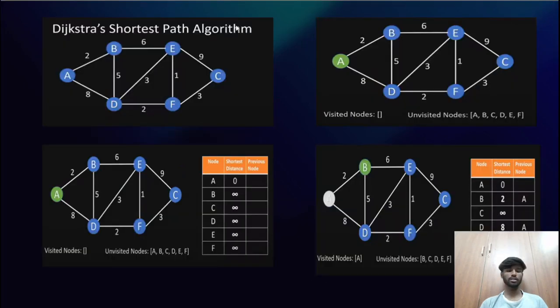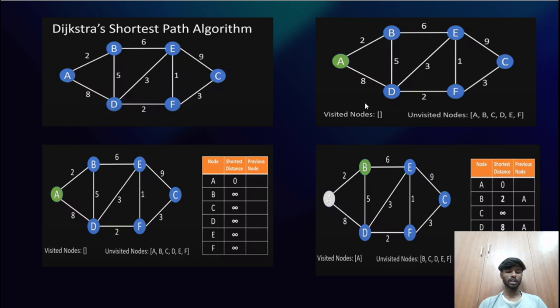We assign all nodes a tentative distance value that will be changed over time. So we use the table on the right, which consists of three columns. In the first column we have the node, in the second column the shortest distance, and the third column will be empty because currently we have no information about it. First we calculate all unvisited neighbors of A. The distance from A to B is 2, and the distance from A to D is 8. So we can update our table on the right.